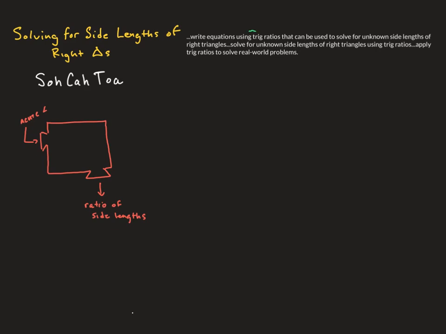Write equations using the trig ratios that can be used to solve for unknown side lengths in right triangles, and then solve for unknown side lengths of right triangles using those trig functions, and then apply those trig ratios to real world problems. So solving for side lengths of right triangles, and we will continue to work with our SOHCAHTOA, and hopefully the more we work with it, the more proficient you become.